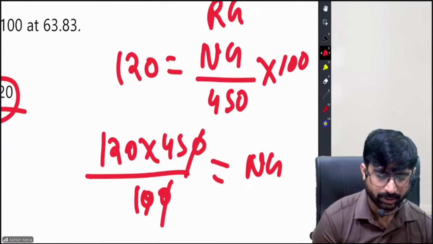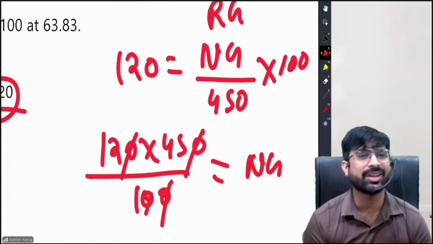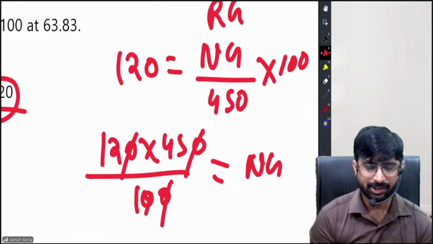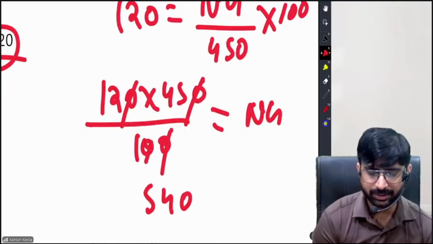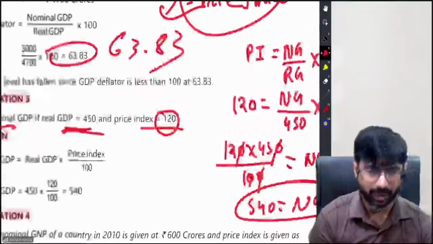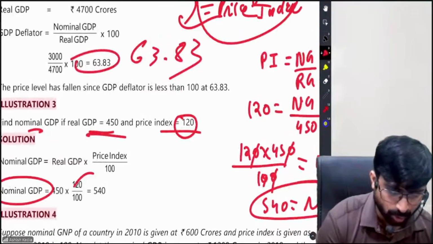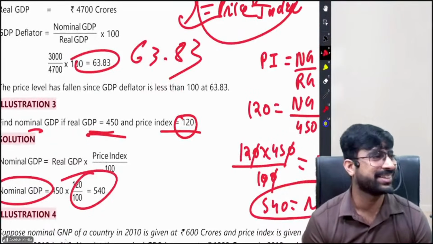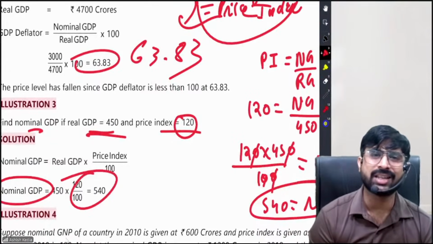So zeros gone, 12 into 45. 540 is the correct answer. This is nominal GDP. 540 is the nominal GDP. Here you go. I hope all of us are understanding this, friends.